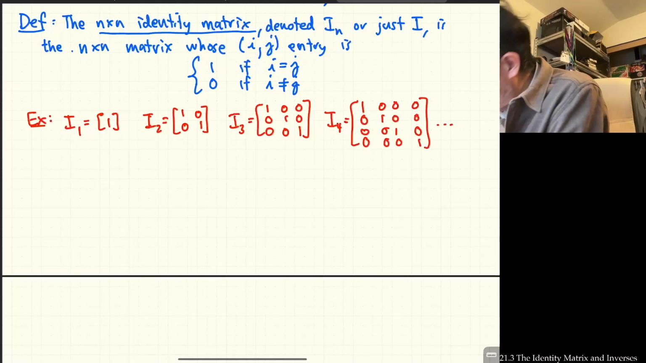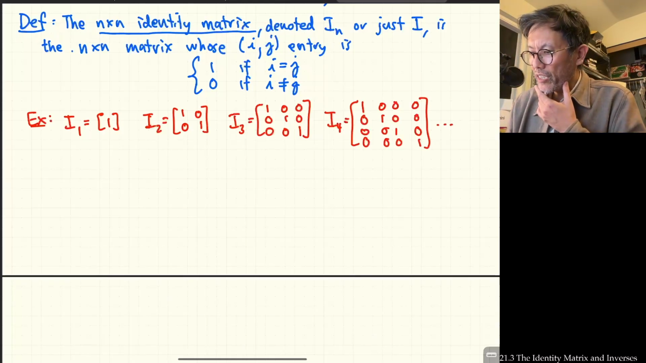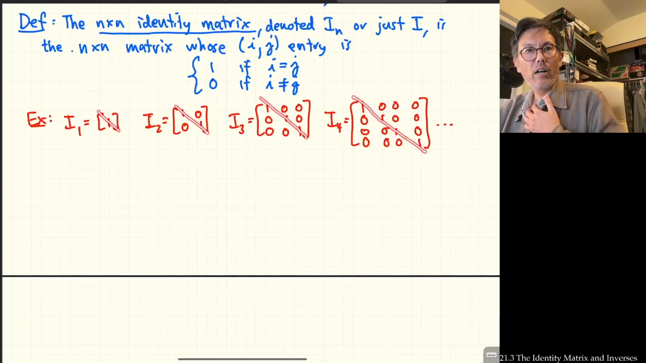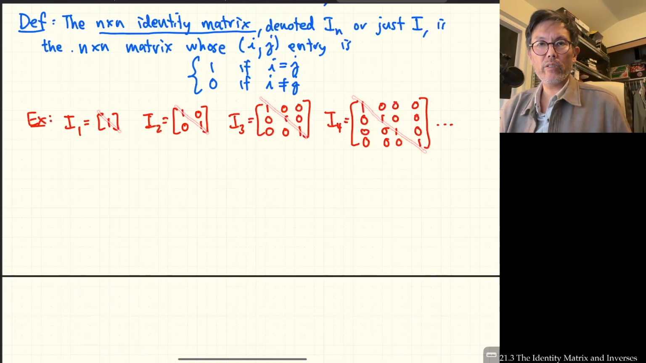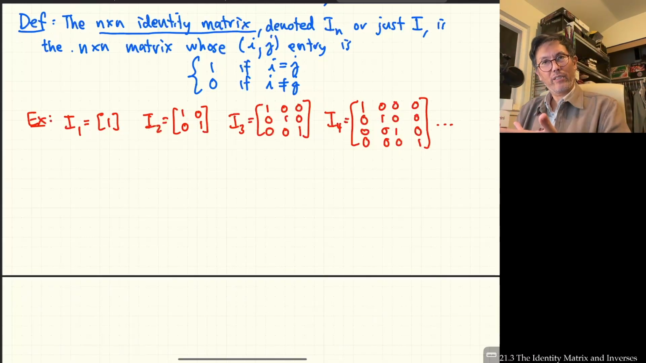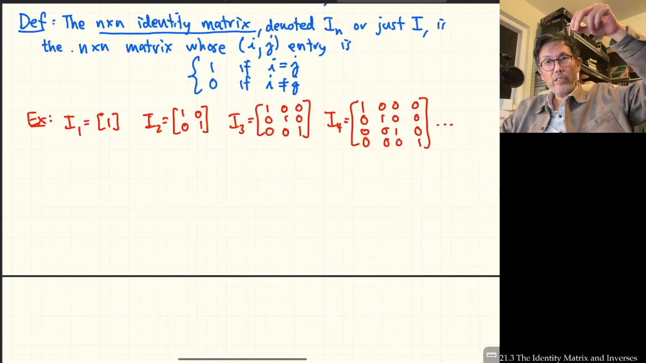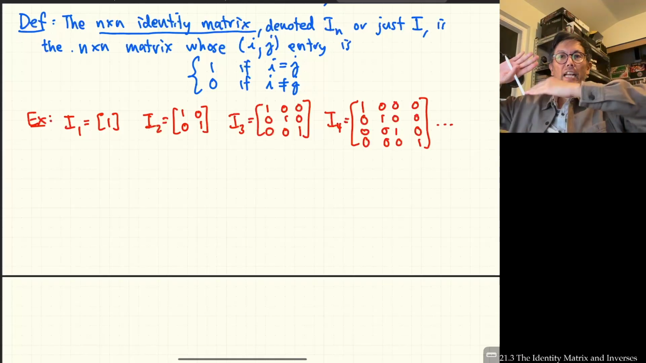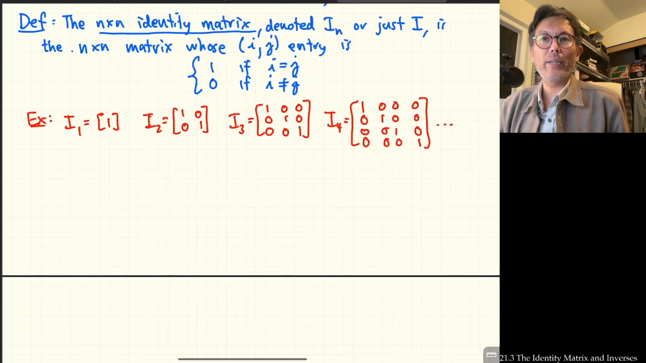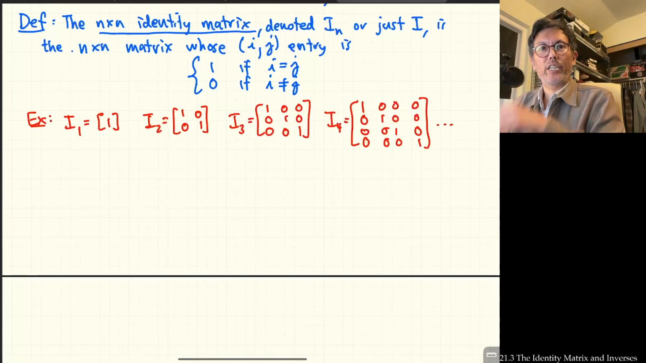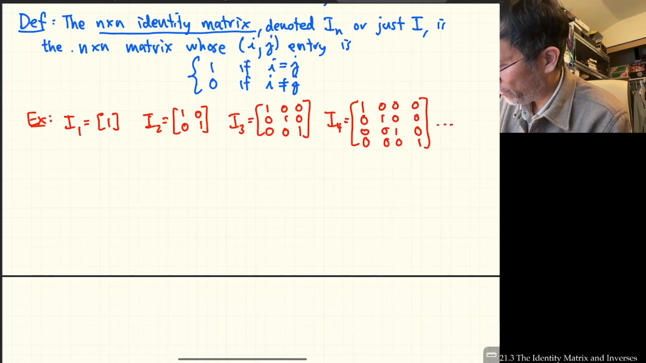Okay? And etc. These entries in a square matrix where the row index is equal to the column index are sometimes called the main diagonal of any square matrix. And the identity matrix is a matrix where the main diagonal is populated by ones and anything not on the main diagonal is populated by zeros. Okay? Why do we care about such matrices? We give it a special name. Why do we care? It's because of the following fact.